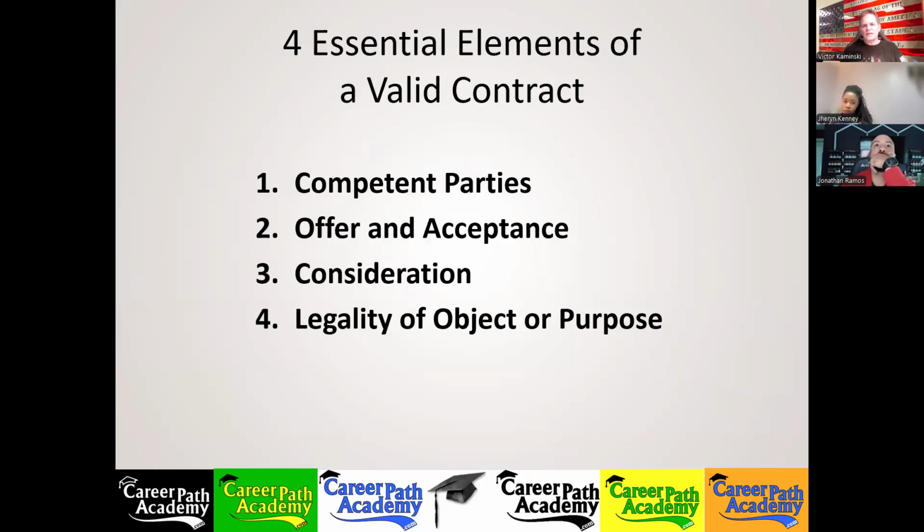There are four essential elements for any contract to be valid. They are competent parties, offer and acceptance, consideration, and legality of the object or purpose of the contract. You need to know that. There could be a question just on that. What are the four essential elements of a valid contract? You need to know that.